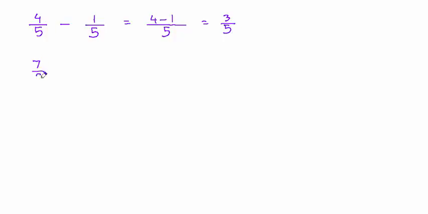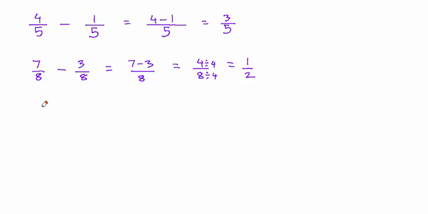Similarly, 7/8 minus 3/8 is equal to 7 minus 3 on the top over the common denominator, which is 8. And that is equal to 4 over 8. And 4/8 can be simplified by dividing them with 4, the greatest common divisor of 4 and 8. So we have a 1 on the top, 2 on the bottom. 7/8 minus 3/8 is equal to 1/2.